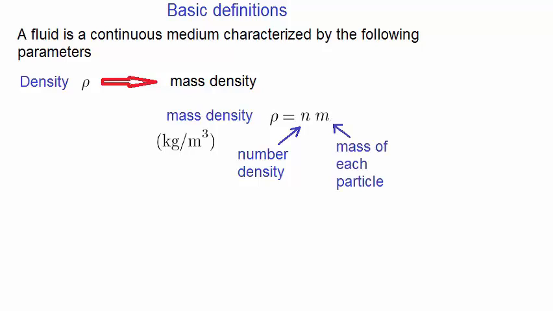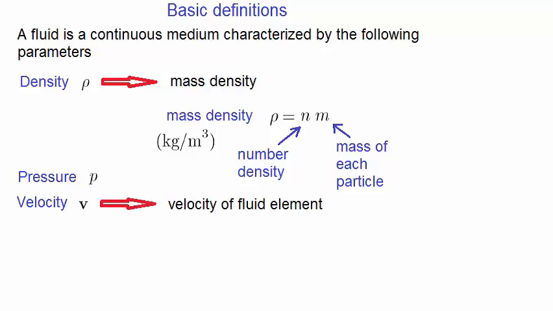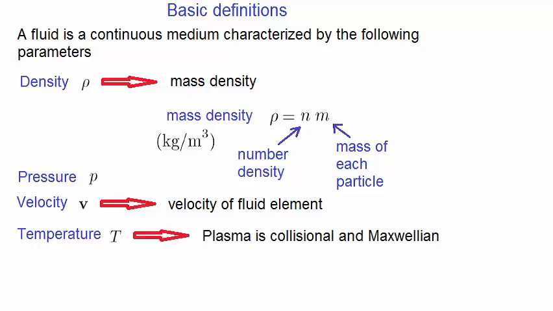With collisionality comes pressure. We also use velocity as one of the parameters, but in this case, it's not the velocity of each particle in the plasma, it's the velocity of a fluid element. The final parameter is temperature. We use this parameter because in a fluid model, the plasma is regarded as highly collisional, and therefore, its velocity distribution function is most likely Maxwellian.